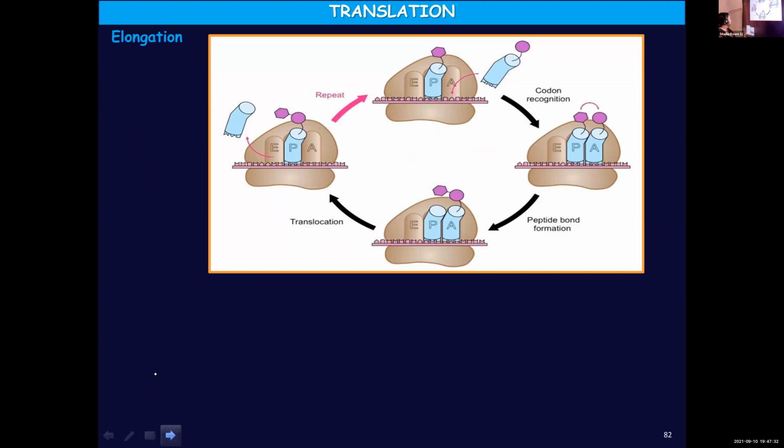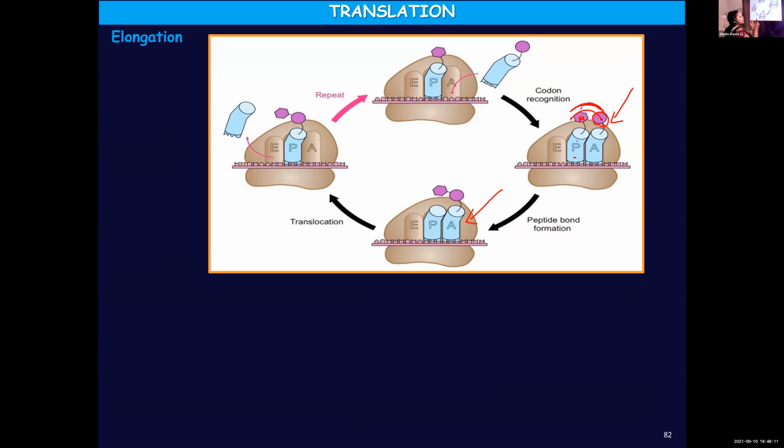Once it has got attached, another transfer RNA will enter the A site, and another amino acid will enter here. So at the P site is the initiator transfer RNA with methionine, and through the acceptor site another one will enter with another amino acid. Then a peptide bond will be formed between these amino acids. Once the peptide bond is formed, the transfer RNA present at the P site will transfer the amino acid to the one present at the A site.